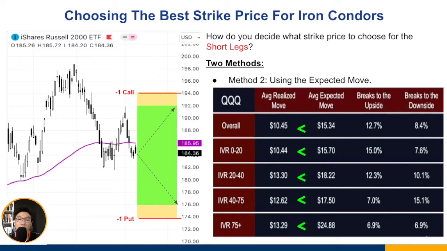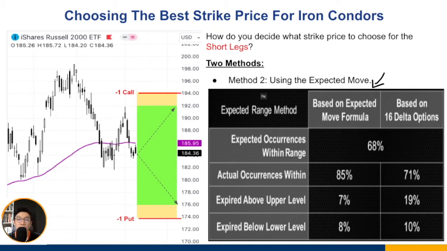Now, you might be wondering, how do I choose the strike prices based on the expected move? There are two ways. The first way is using the expected move formula. By the way, there's no need for you to calculate it by yourself, which I'm going to show you later. The second way is by using the 16 delta option. This is the theoretical expected occurrence within the range, basically the orange box down here. The theory suggests that the price of the underlying would stay within this range 68% of the time.